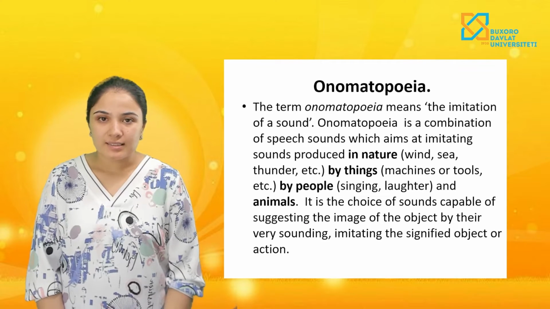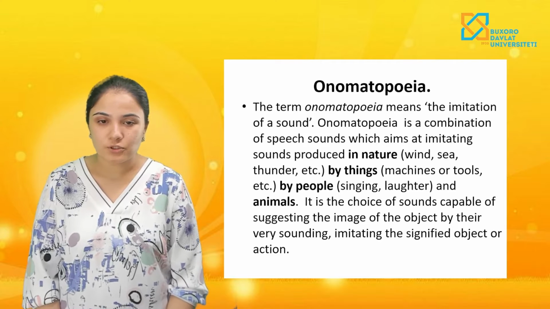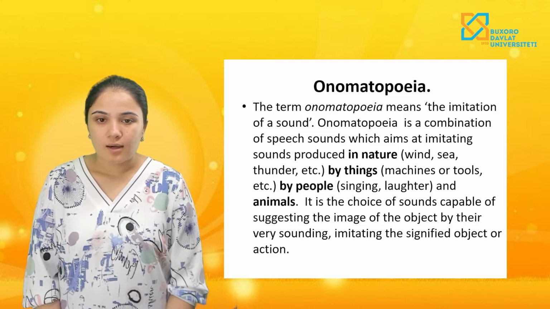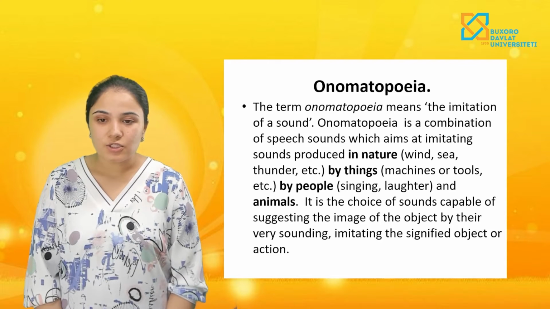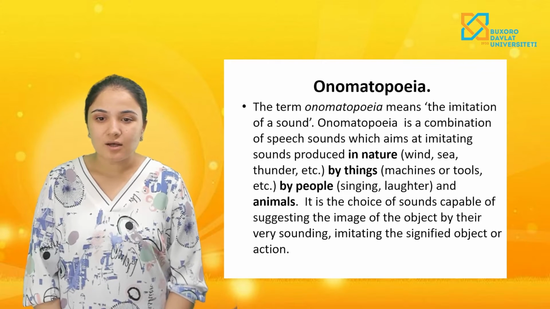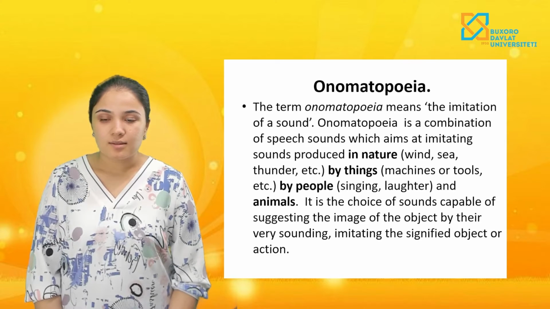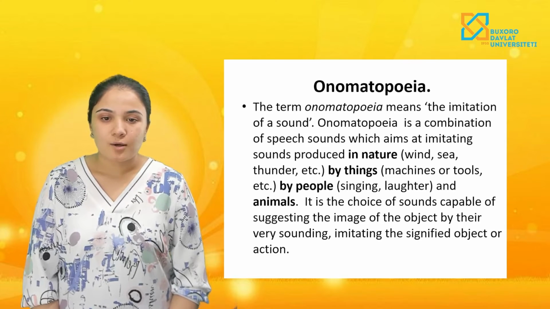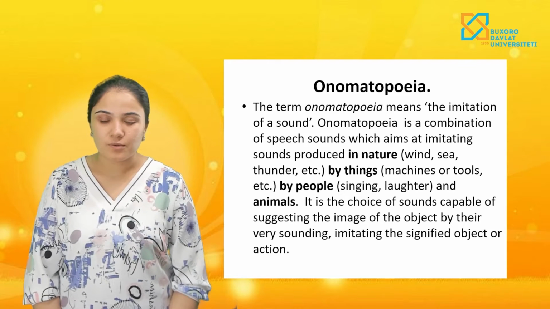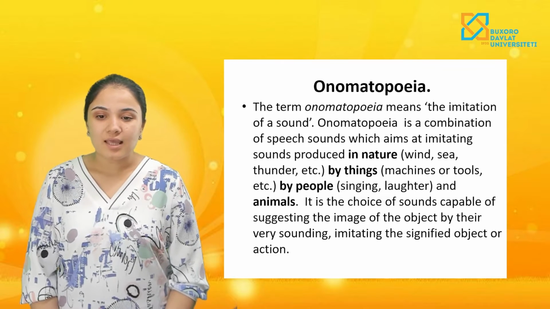So the first phonetic stylistic device is onomatopoeia. The term onomatopoeia means the imitation of a sound. Onomatopoeia is a combination of speech sounds which aims at imitating sounds produced in nature, wind, sea, thunder, etc., by things, machines, tools, etc., by people, singing, laughter, and animals.